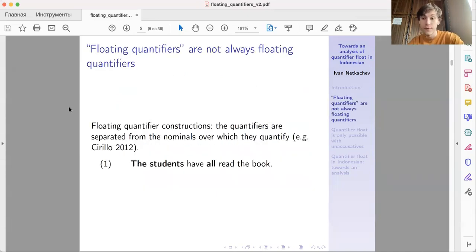Okay. First, let us define what floating quantifier constructions are. Straightforwardly, those are constructions whereby the quantifiers are separated from the nominals over which they quantify, as in 1. You can see that the noun phrase, the students, is separated from the universal quantifier all by the auxiliary verb. So this is a sentence with a floating quantifier all.